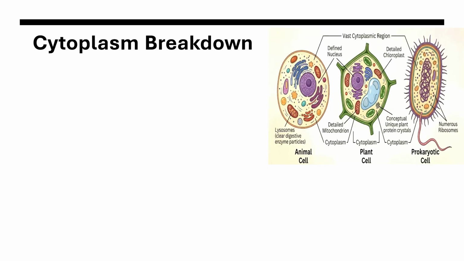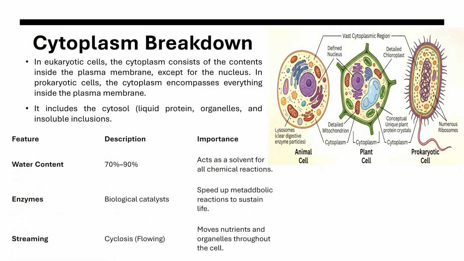To wrap up our look at the cytoplasm, let's go through this summary table. This covers the big three features that make the cytoplasm a functional workspace rather than just a bag of water. First is the water content, at 70 to 90% water. The cytoplasm is the perfect solvent. In biology, almost every chemical reaction requires a liquid environment to happen. Because it is water-based, it allows salts, sugars, and gases to dissolve and react with one another. Without this water, the chemistry of life would simply grind to a halt.